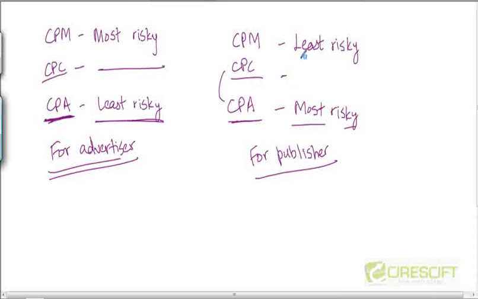Why is it intermediate? Because it's more risky than CPM, because in CPM, every time you show the ad, you're getting paid. In CPC, only when the ad is clicked are you getting paid, so it's more risky for you to show that ad. And it's less risky than CPA because you're getting paid whenever somebody clicks on the ad, even if they're not performing a transaction.